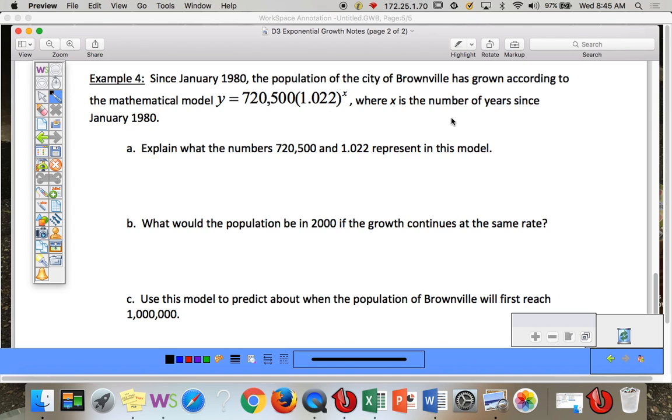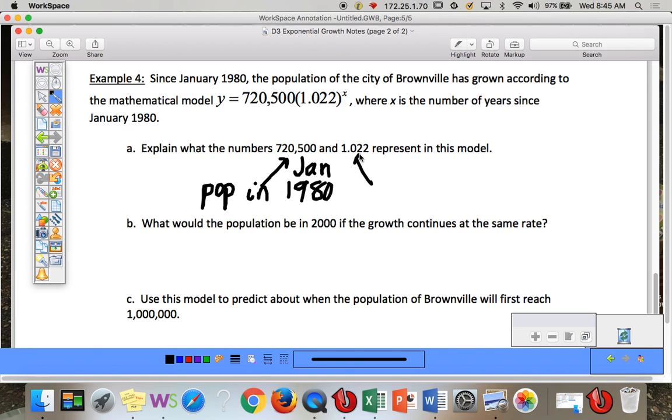Since January 1980, the population of the city of Brownville has grown according to this mathematical model. X is the number of years since January 1980. What do these numbers mean? Well, this is the population in January 1980. And the 1 means it's growth. And the growth rate is 22% per year.